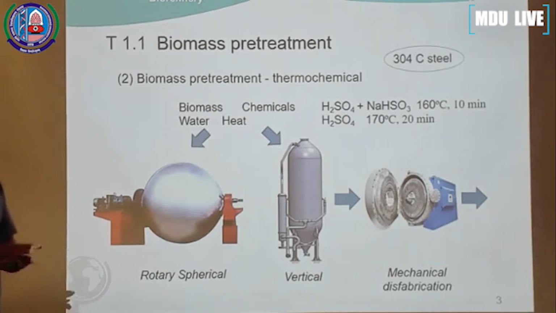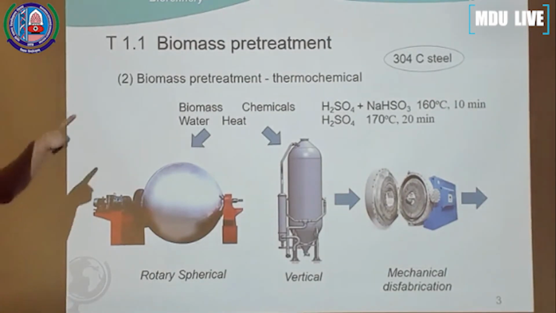But the cost is different. This carbon steel is much more expensive. Yes. Corrosion due to sulfuric acid. Corrosion, yes. It tolerates the acid corrosion, yes.